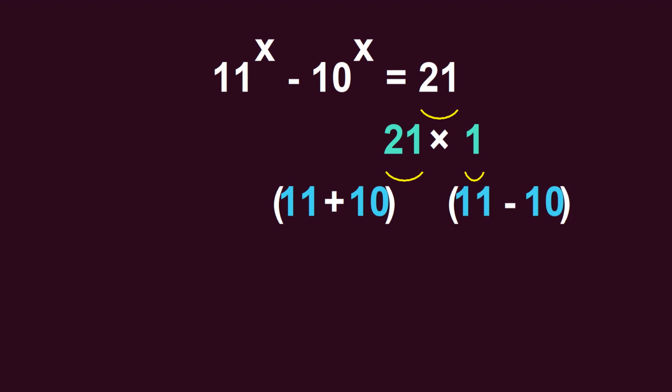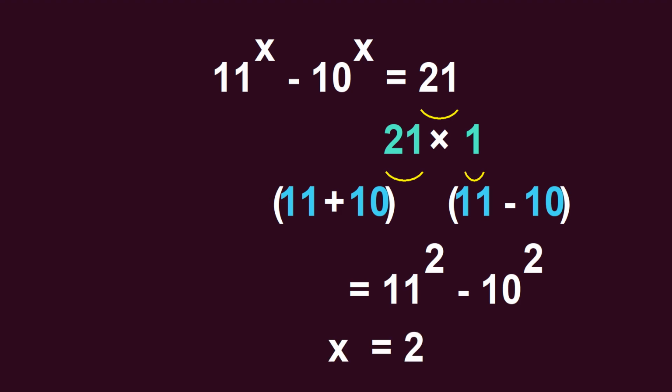And now we have the difference of two squares form, which can be written as 11 to the power 2 minus 10 to the power 2. By comparing both sides of the equation, it's clear that x equals 2, and this is our final answer for this problem.